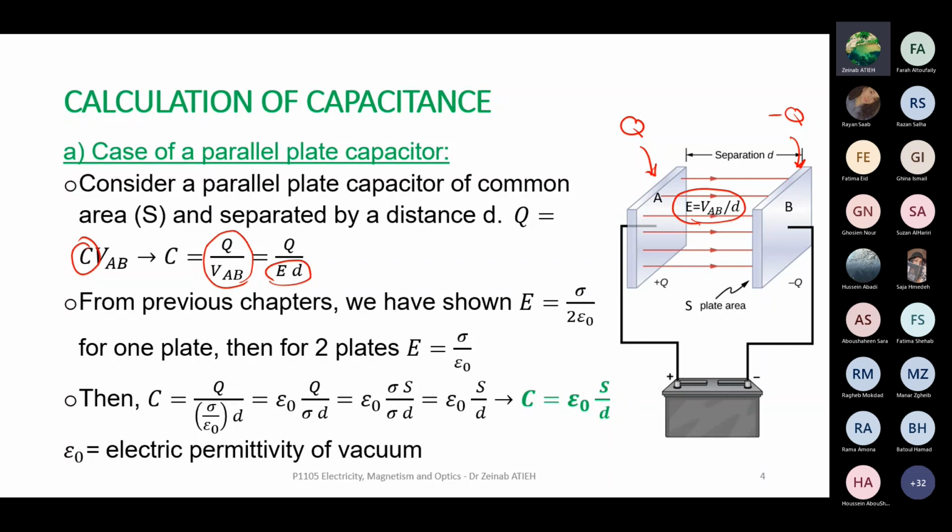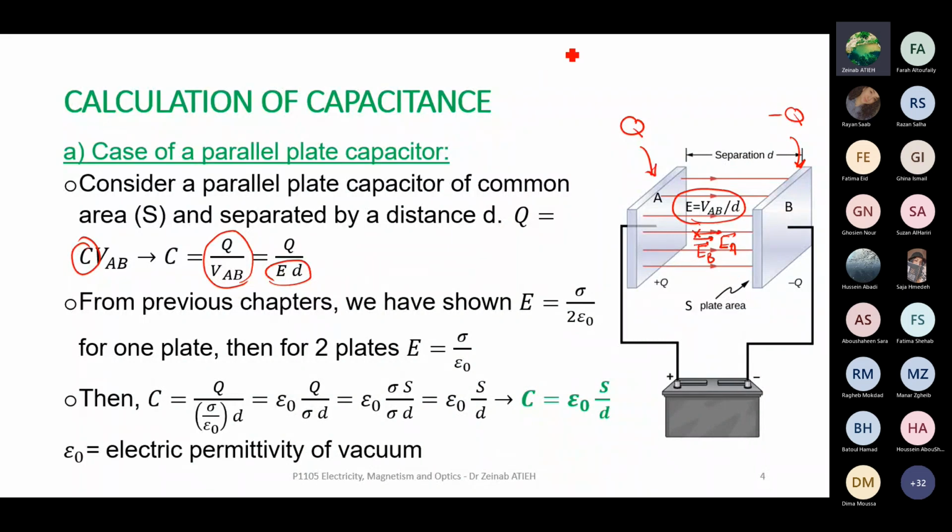From previous chapters, we have shown that E equals sigma over 2 epsilon 0 for one plate. For two plates, if I apply Gauss's law, the electric field for one plate is sigma over 2 epsilon 0. Then for two plates, the electric field will be directed from the positive plate to the negative plate, like this. This is EA coming from the positive plate and EB coming from the negative plate.